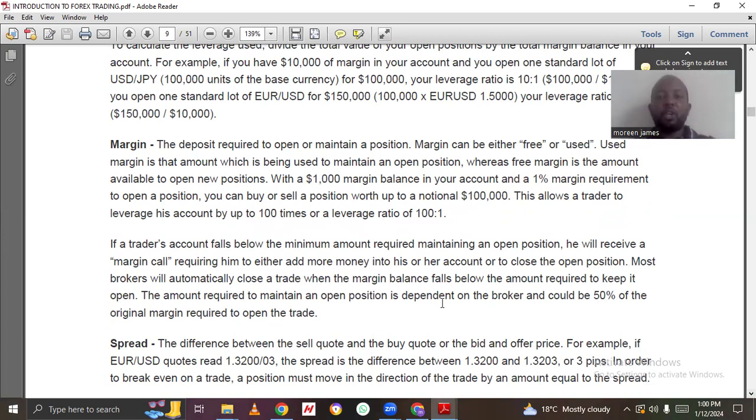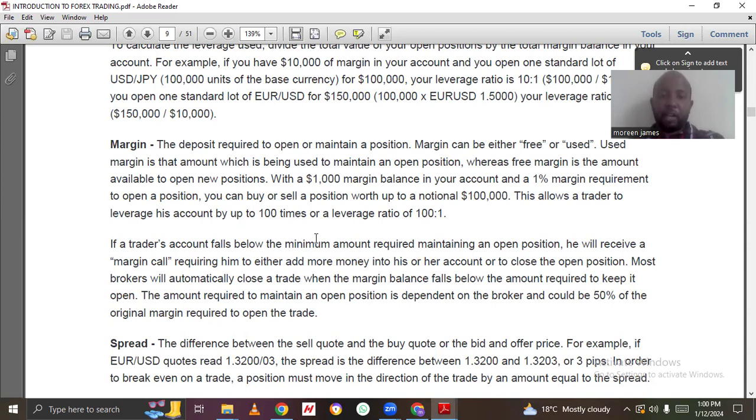With a $1,000 margin balance in your account and a 1% margin requirement to open a position, you can buy or sell a position worth up to a notional 100,000. This allows a trader to leverage his account by up to 100 times, or a leverage ratio of 1:100.